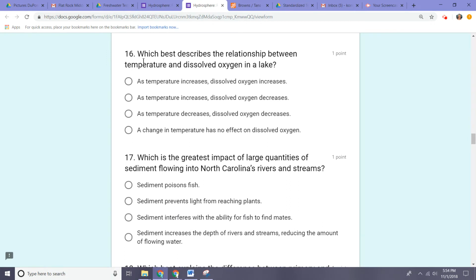Number 16. Which best describes the relationship between temperature and dissolved oxygen in a lake? As temperature increases, dissolved oxygen increases. As temperature increases, dissolved oxygen decreases. As temperature decreases, dissolved oxygen decreases. A change in temperature has no effect on dissolved oxygen.